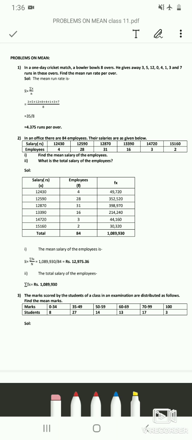So the first problem is, in a one-day cricket match, a bowler bowls 8 overs. He gives away 3, 5, 12, 0, 4, 1, 3 and 7 runs in these overs. Find the mean run rate per over. So in this problem, it is given that a bowler bowls 8 overs and these are the runs scored in each of the 8 overs. So we have to find out the mean run rate per over.